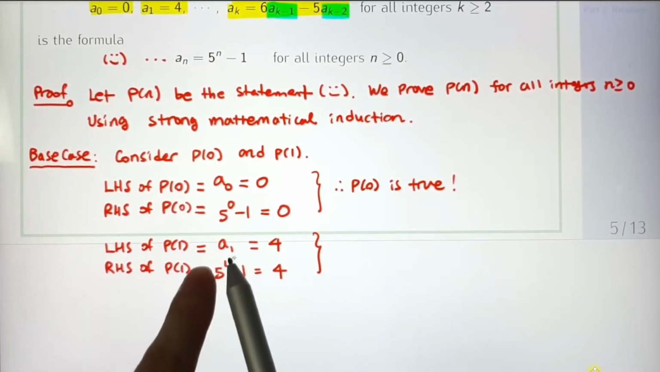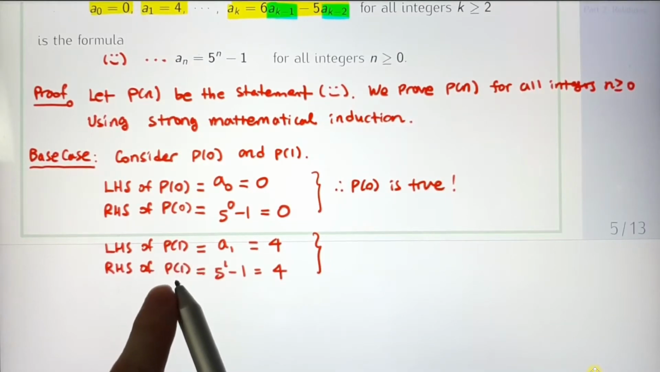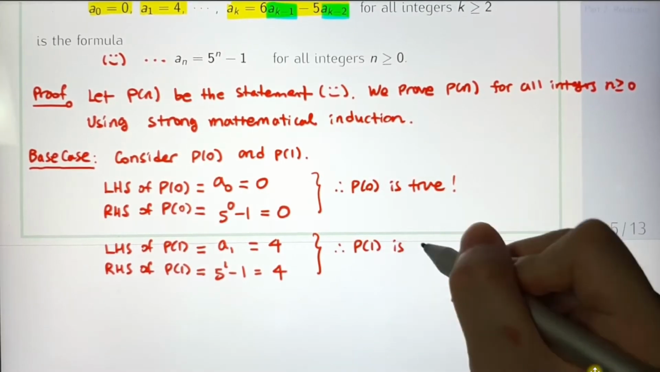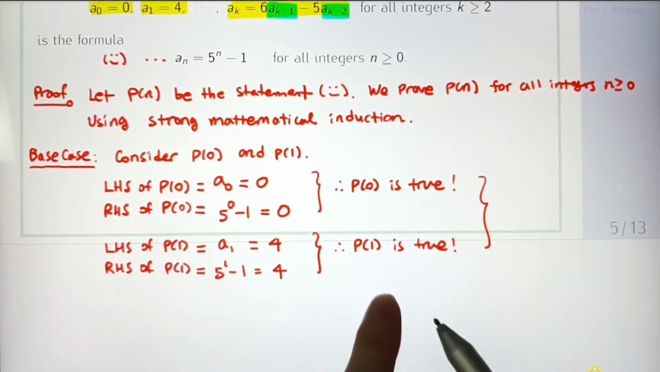Once again, the left-hand side of P of 1 and the right-hand side of P of 1 are equal to each other. Therefore, P of 1 is also true. So these two things show that the base case of my strong induction must be true.